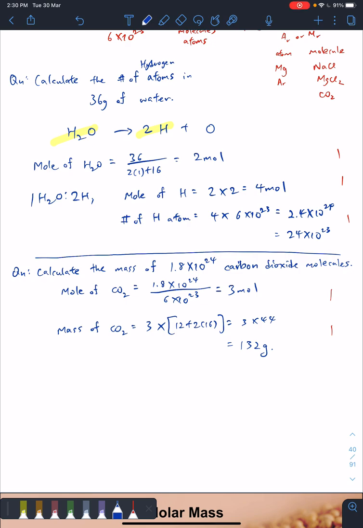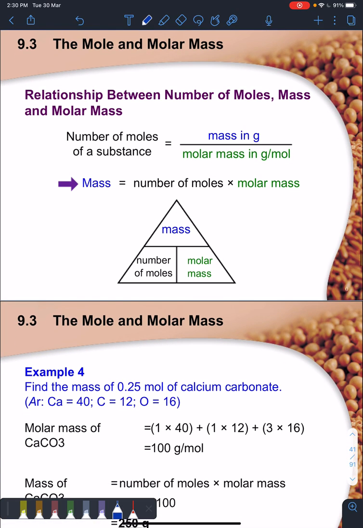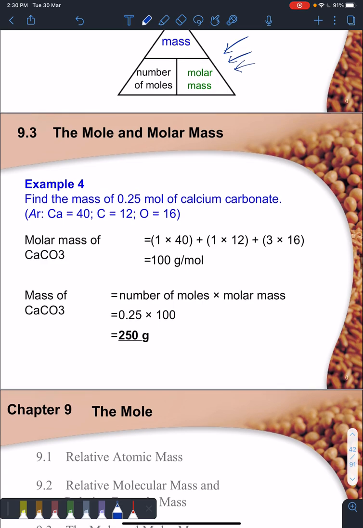All right. Okay, moving on. For those who are more inclined to remembering formulas through triangles, you may want to copy down this triangle if it helps you. Personally, it doesn't help me, but to each their own. So as you can see, this is another question for you to look at.